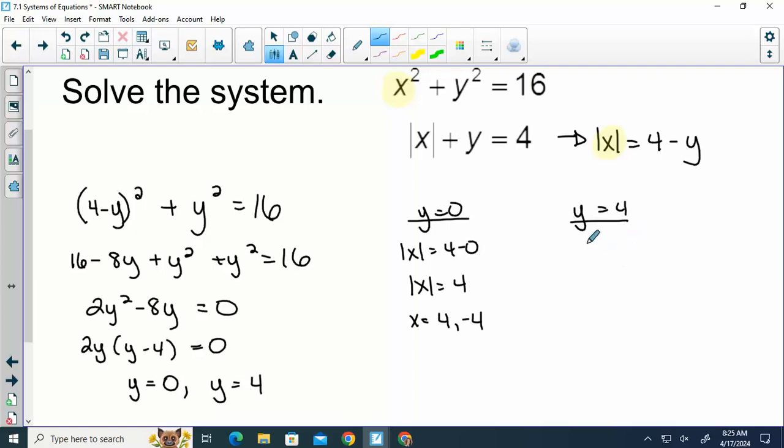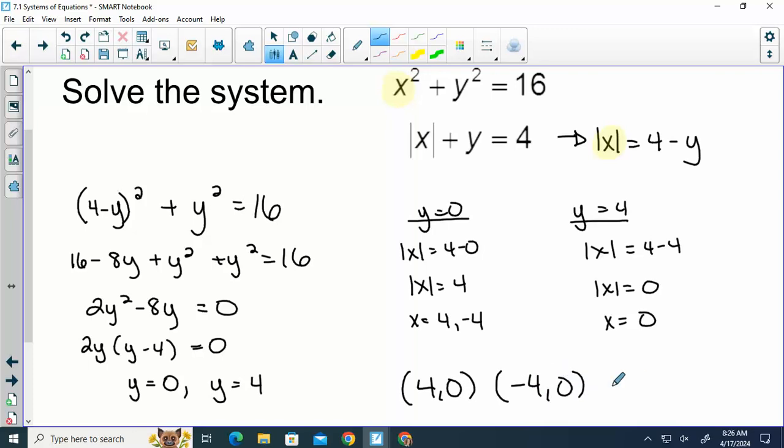So if I put in a 4, we get the absolute value of x equals 4 minus 4. The absolute value of x equals 0, so what is x? 0. How many points did we end up with? 3. Tell me one of them. 4, 0. Next one, negative 4, 0. And the last one, 0, 4. Yeah.